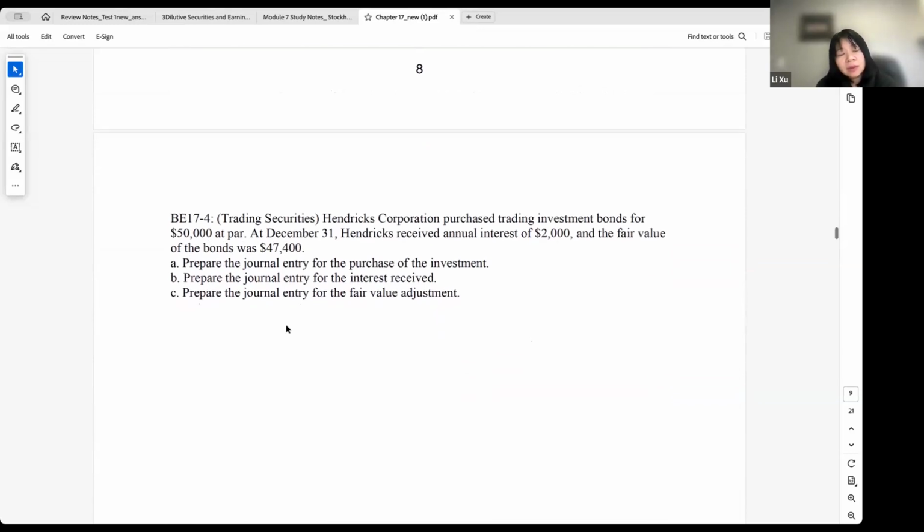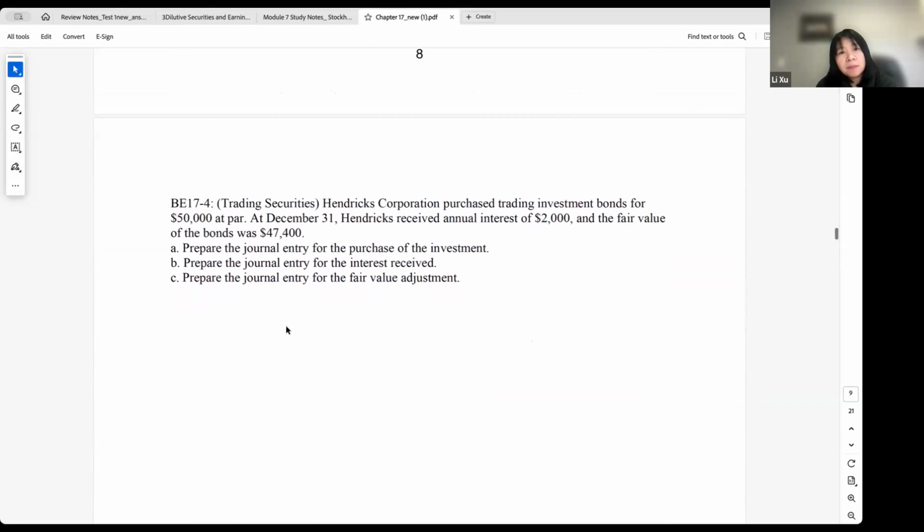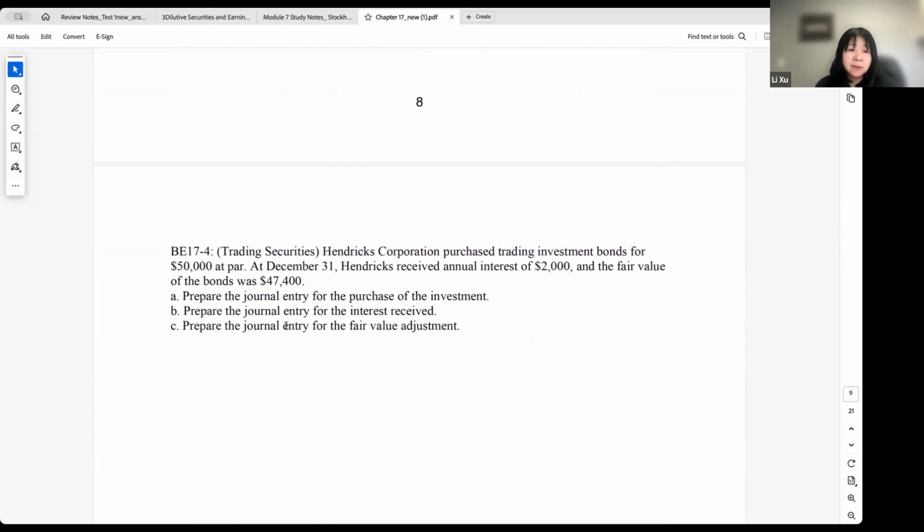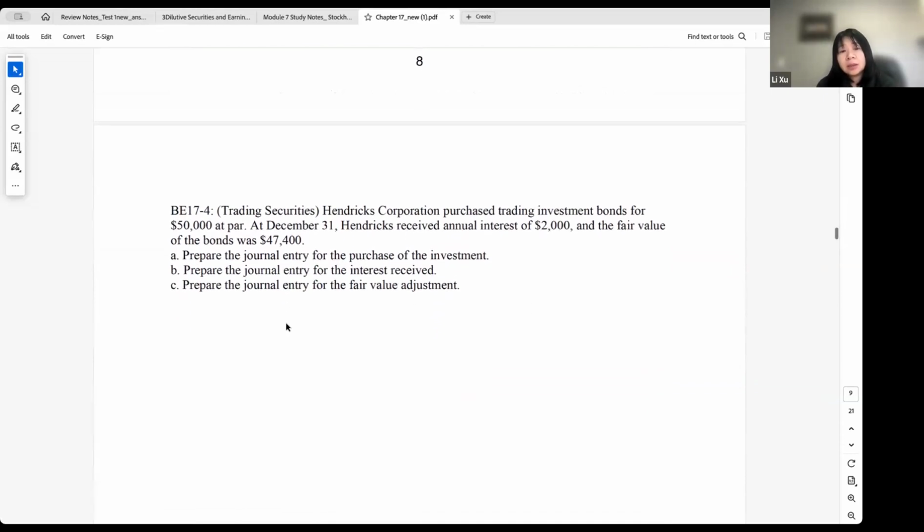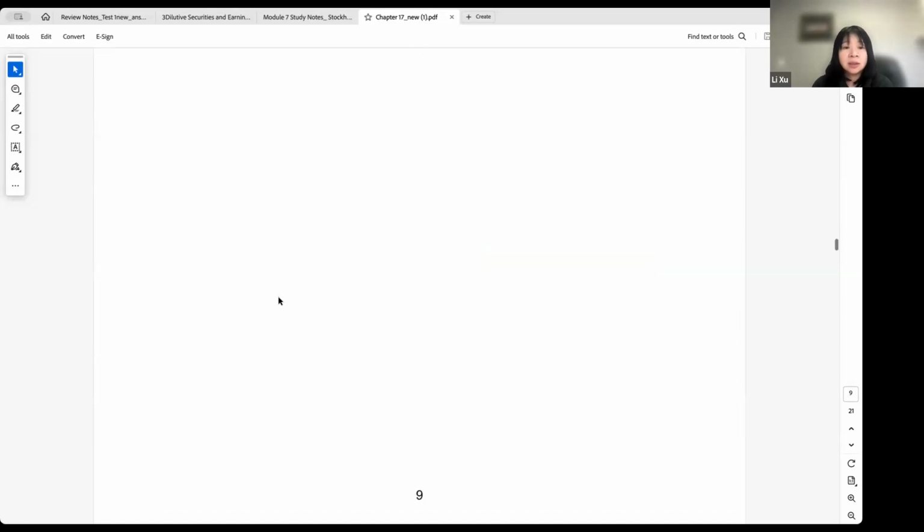For BE 17.4, actually I would like you to cross it out. It's not because we're not going to test this, but this is just too simple. I don't want to give you an illusion that that's what we're going to test. So just cross it out.